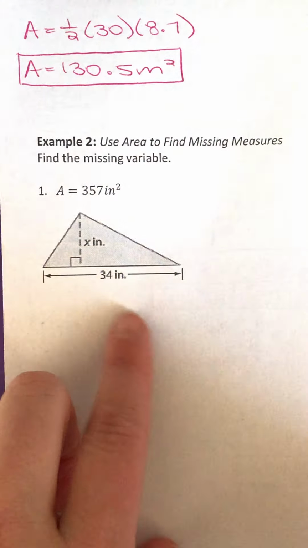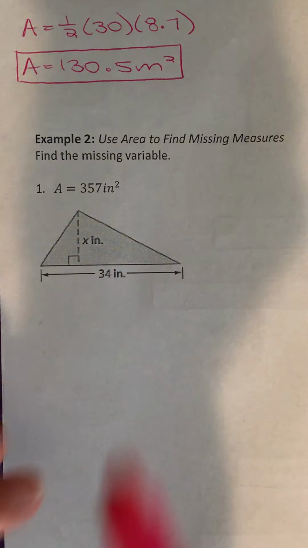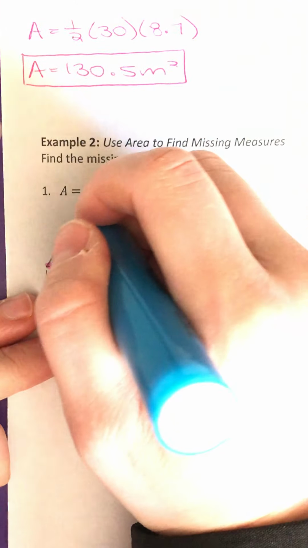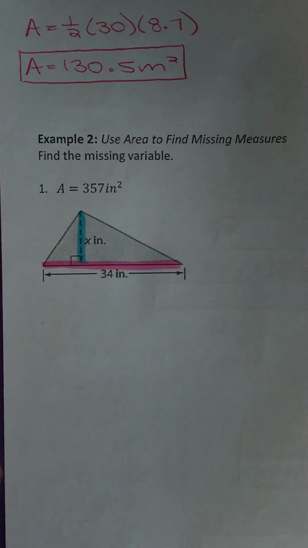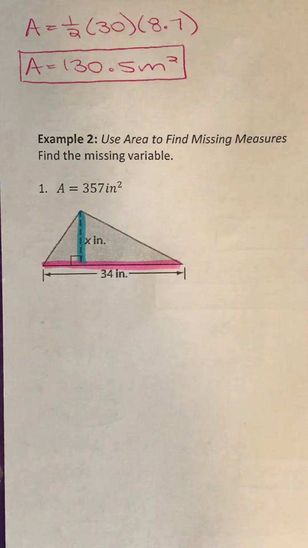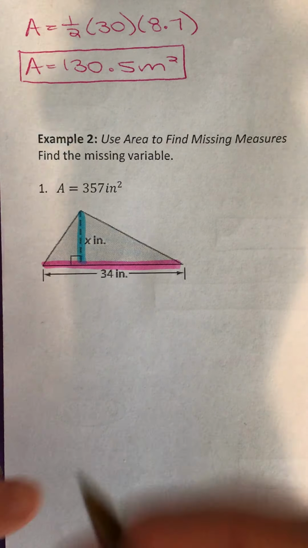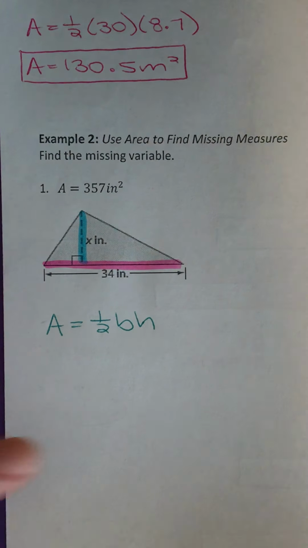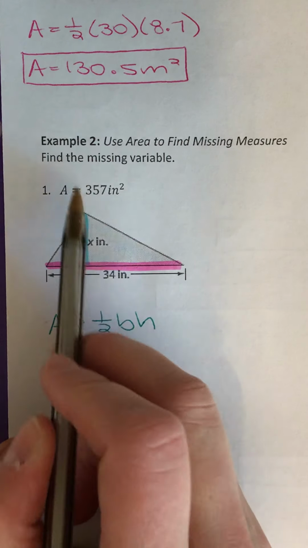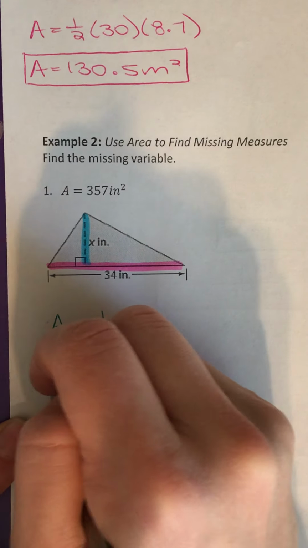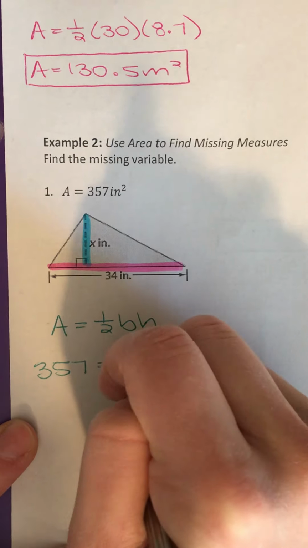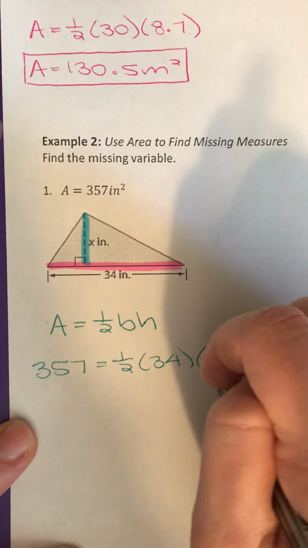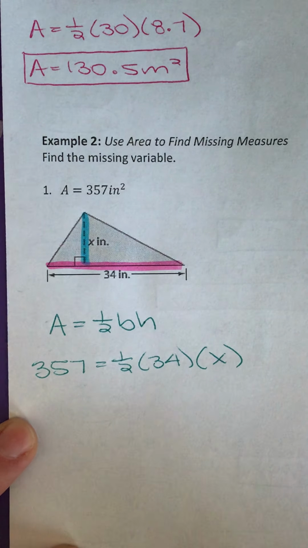So the bottom problems, I give you the area, I give you the base, but I do not tell you what the height is. We did similar problems when we did parallelograms, so you could take a look back at those notes too. So my formula is area equals 1/2 base times height. I tell you what my area is. I tell you my base, but I do not tell you what the height is.